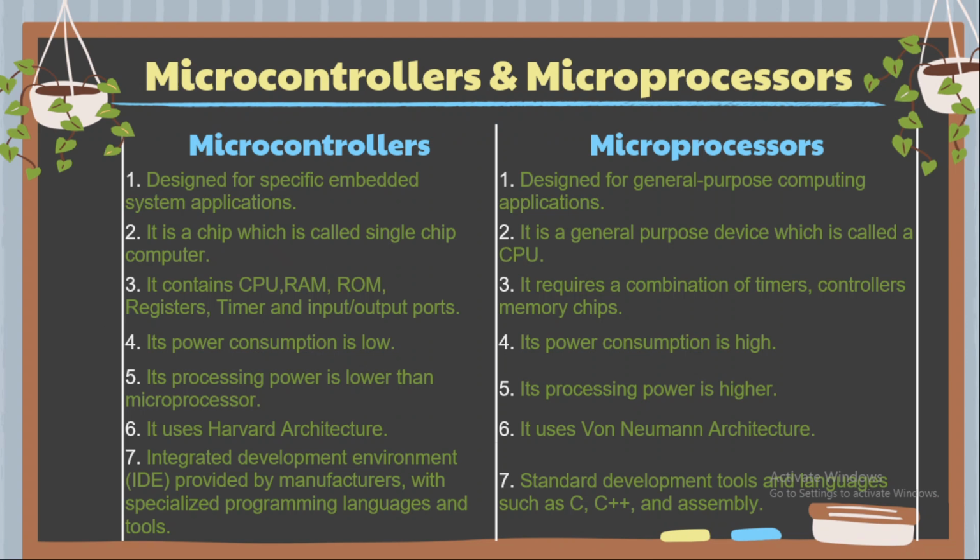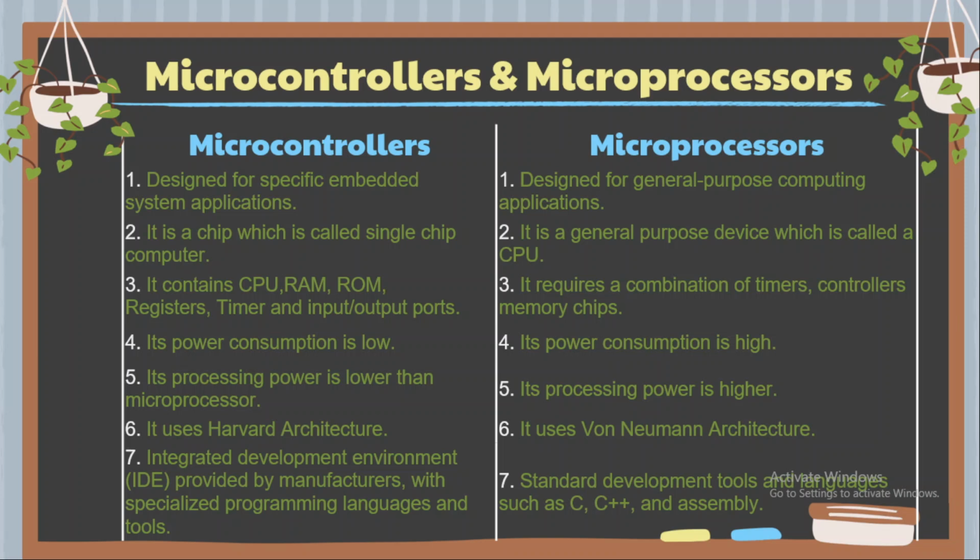Then a key question arises: what is the difference between a microcontroller and a microprocessor? A microcontroller for a specific application is essentially a single chip computer with CPU, RAM, and ROM, all in one chip, whereas a microprocessor, on the other hand, is general purpose computing and requires external memory and timers. Microcontrollers consume less power and use hardware architecture that makes them perfect for embedded system tasks.